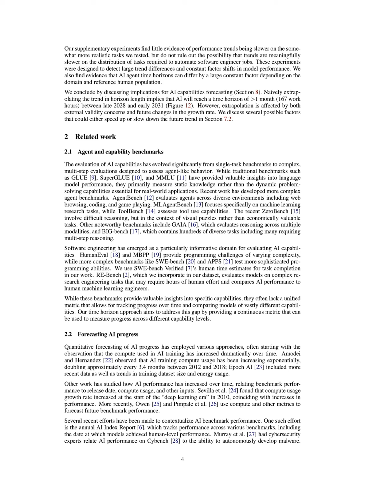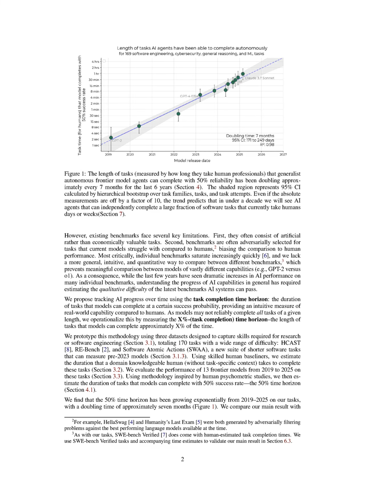The time completion horizon metric offers several theoretical and practical benefits over traditional benchmarks. Firstly, it provides a continuous and intuitive measure of AI capabilities by quantifying the duration of tasks that models can complete at a specified success probability, which is more reflective of real-world performance than static benchmarks that often focus on artificial tasks. Secondly, this metric allows for meaningful comparisons across models with vastly different capabilities, addressing the limitations of traditional benchmarks that saturate quickly and do not facilitate cross-benchmark analysis.